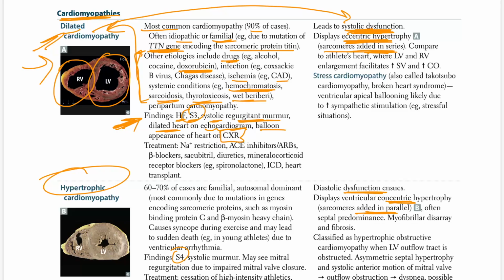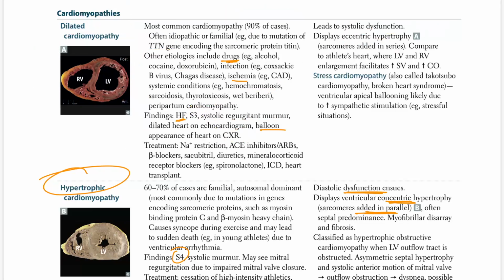So for these differences, we need a mnemonic that you can memorize. If you have a better one, that's also good. But one of the easy ones you can go for is called DESLO. What is DESLO? D for dilated cardiomyopathy. E for eccentric hypertrophy. S for systolic dysfunction. Low. What is low? Low is ejection fraction. With systolic dysfunction, you're going to have a low EF.